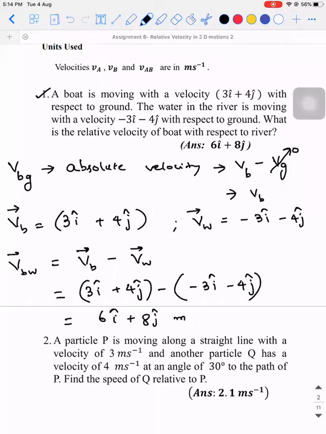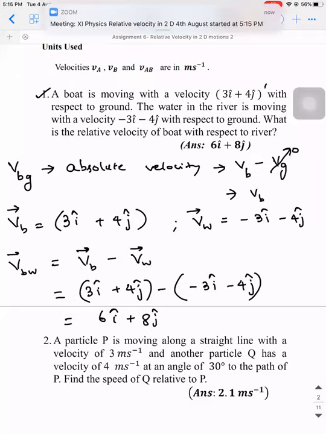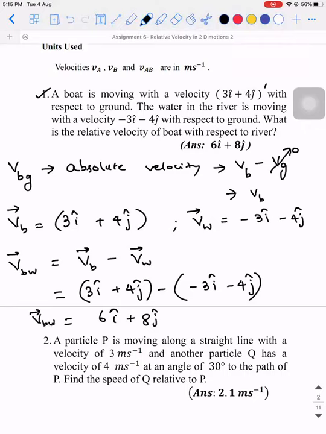Okay, units are not there, so don't write it as meter per second. You will go wrong because they didn't tell what units it is following. So you can leave it as it is. So this is the velocity of boat with respect to water.